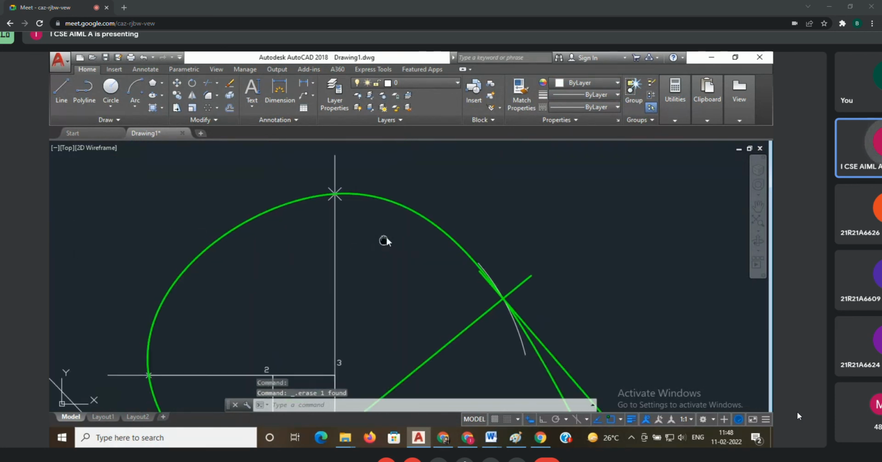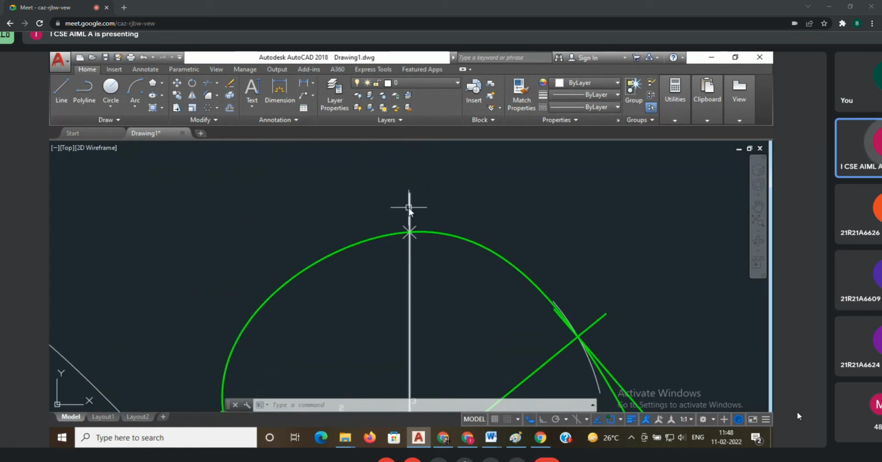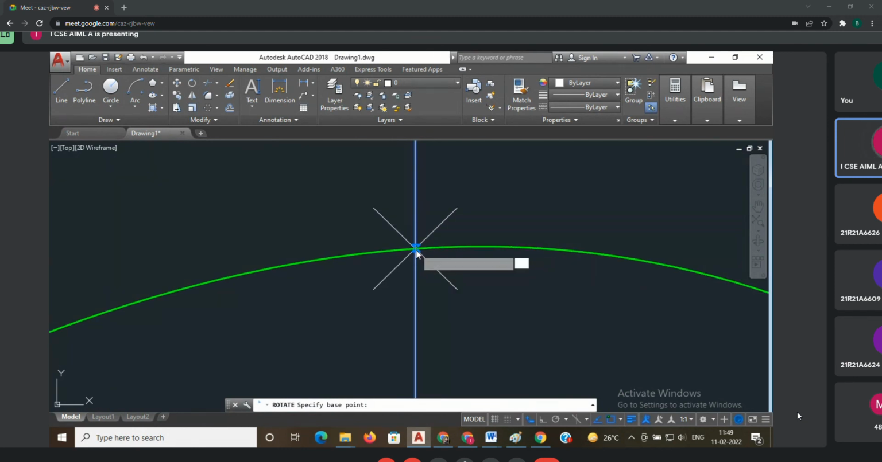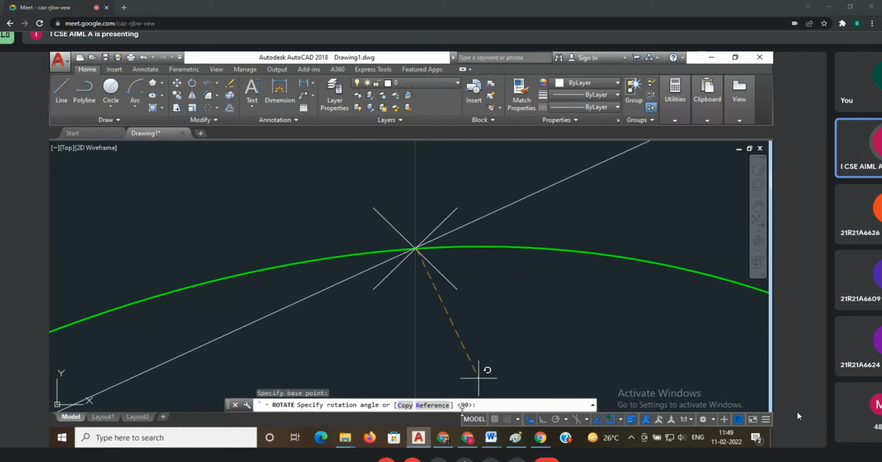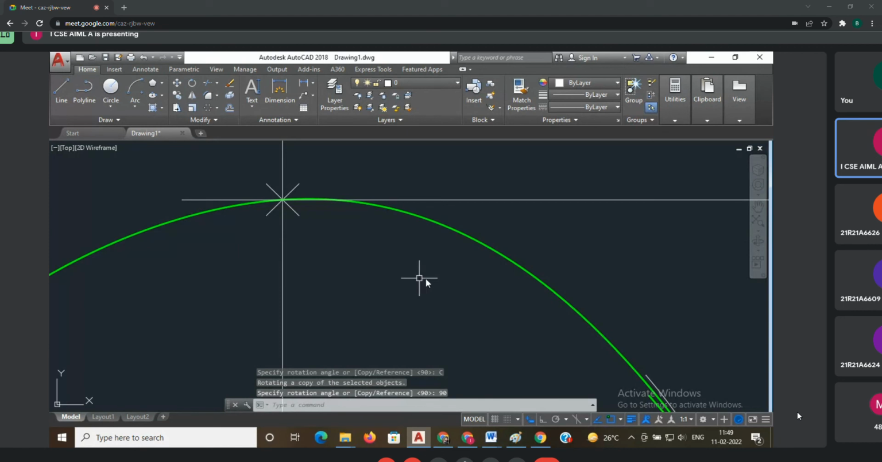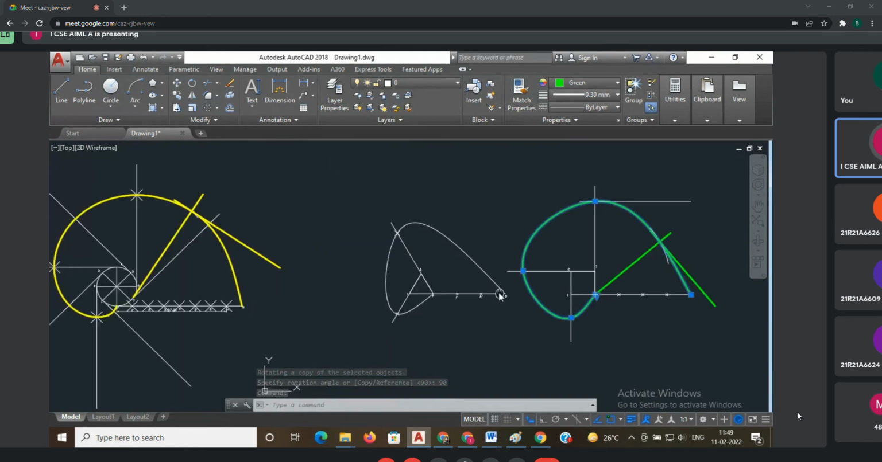Now suppose if you don't know this procedure, then select this vertical line as your normal line and draw one perpendicular line, means rotate. Go for rotation option. Select the base point. Okay. Go for copy. U90. This will be your tangent. Tangent and normal. Okay. This way you have to solve the involute problems.